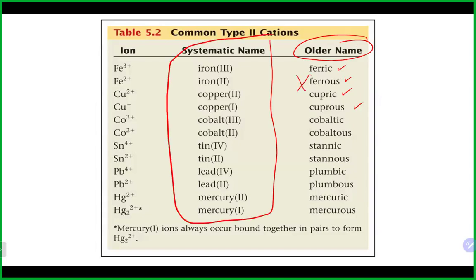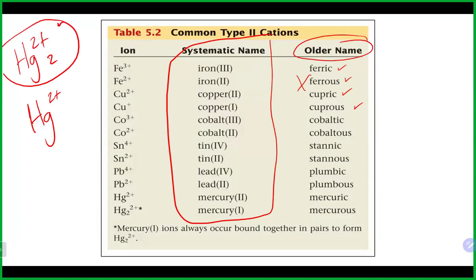Now, one of the other type 2s that is quite confusing for people is mercury. Mercury is kind of a weird one as well. So you could have mercury that looks like this, and you could have mercury that looks like this. Oddly enough, the one that has all the 2s is actually mercury 1, and the one with only one 2 is actually mercury 2. So this is mercury 1, and this is mercury 2.